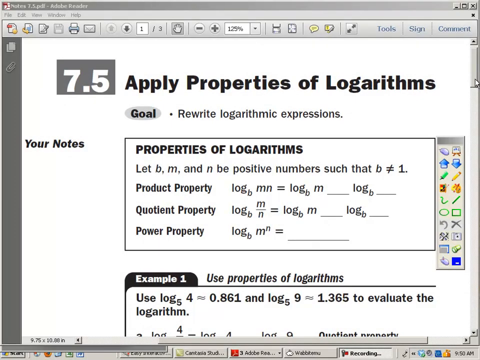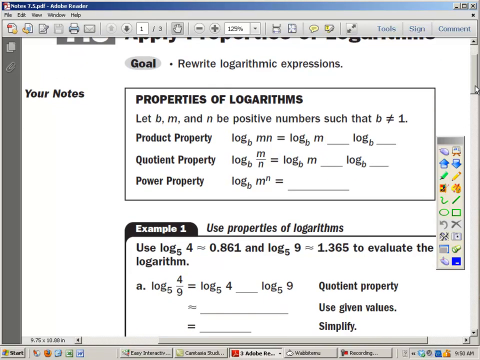Hi guys, welcome to lesson 7.5 on applying properties of logarithms. We're going to be using some of the properties of logarithms during this section, and there really aren't any definitions, but basically we just got to get right into the properties here. And so a couple of things that we need to know about logarithms.